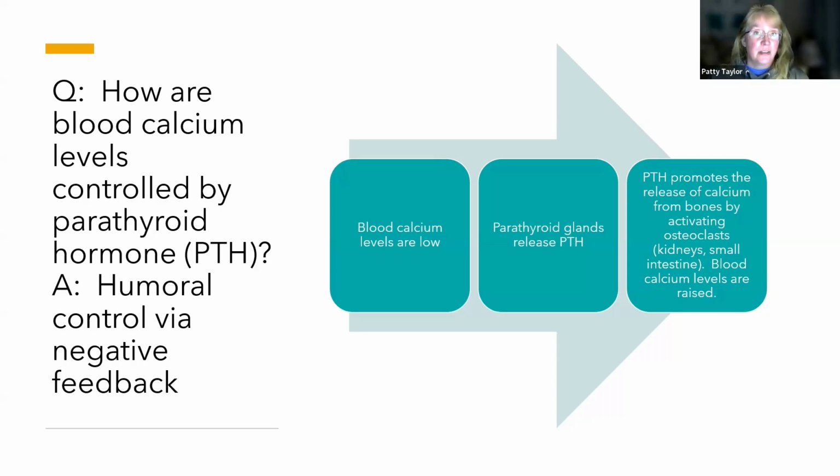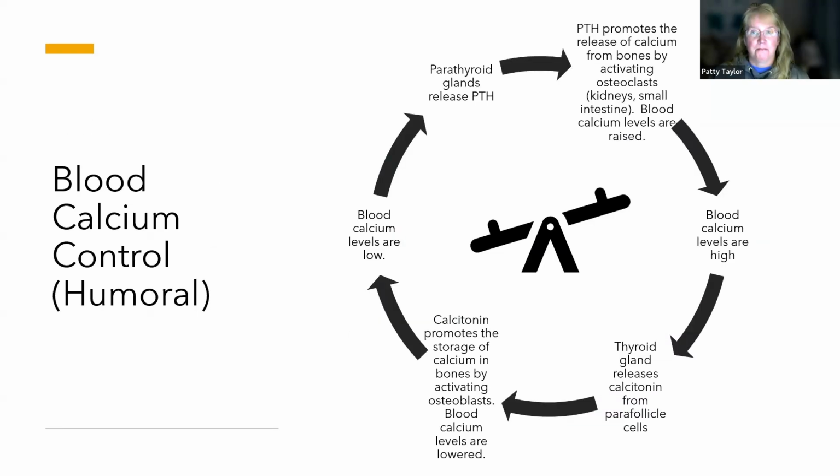PTH also targets kidneys to reclaim calcium from forming urine. PTH also targets the small intestine to claim calcium out of the foods that are passing through. So these three target organs, bones, kidneys, and small intestine, all help to increase blood calcium levels. So blood calcium regulation is operating under negative feedback control. This is humoral control. It helps us to maintain proper blood calcium levels.